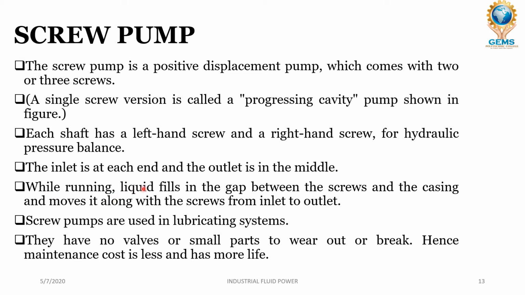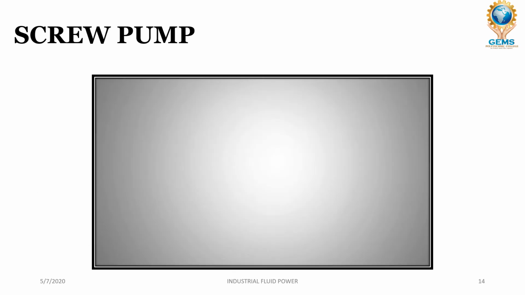While running, the liquid fills the gap between the screws and the casing and moves along with the screws from inlet to outlet. Screw pumps are used in lubricating systems. They have no valves or small parts to wear out or break. Hence, maintenance cost is less and they have more life. Let us see a pictorial animation of how the screw pump rotates.